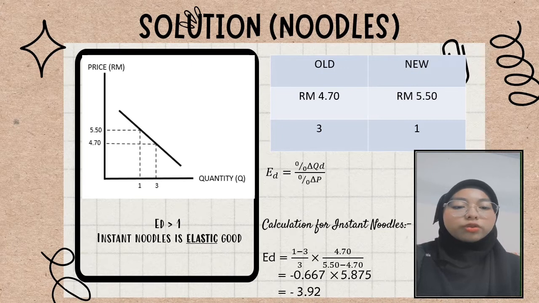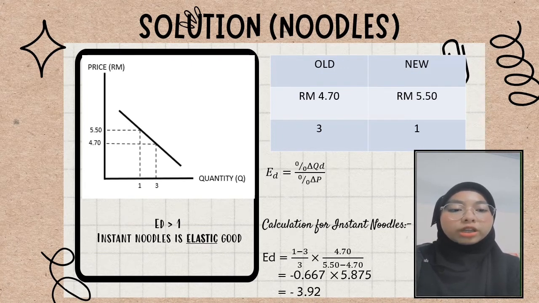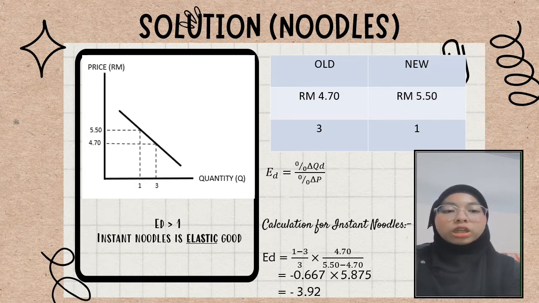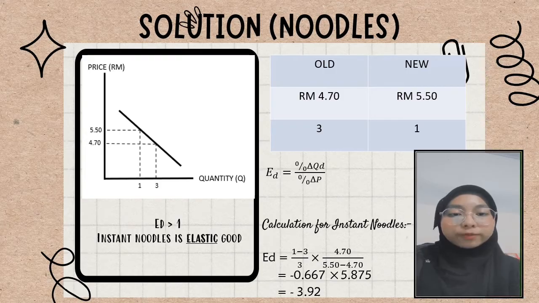The solution for instant noodle is we can use the formula change in quantity demand divided by change in price, which is (Q1 minus Q0) divided by Q0 times P0 divided by (P1 minus P0). By using this formula, the answer is negative 3.92. The negative is ignored. Instant noodle is an elastic good because ED is more than 1.